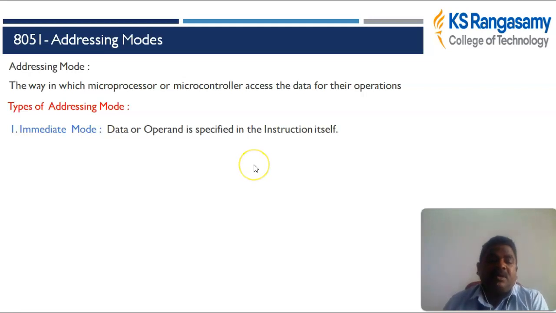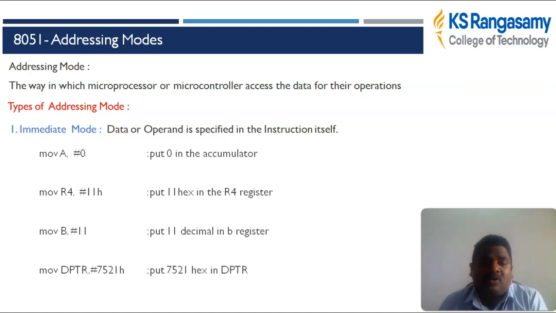The first one is immediate addressing mode, or simply immediate mode. Here, the data is available in the instruction itself. We can call it data or an operand. The data or operand is specified in the instruction itself. It is called an immediate addressing mode instruction.